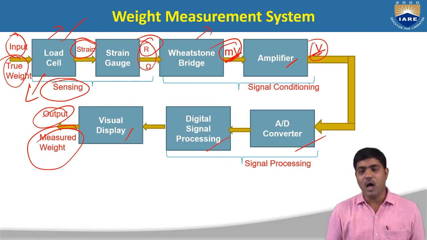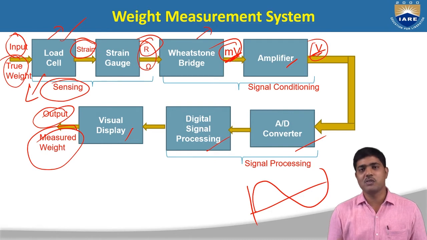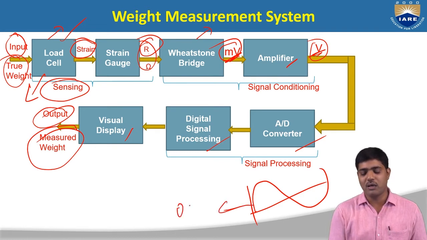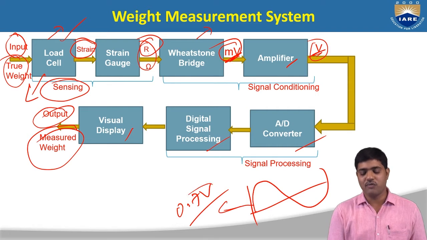So if there is no amplifier, you cannot display the values accurately, or if there is no A to D converter, you don't know how to measure these voltage or current signals. Why? Because it is going to look like waveforms. If it is displayed in terms of waveforms, people cannot understand what is the value of that particular weight. So you need to convert these signals into values like 0.7 volts. You can understand very easily if it displays 0.7, if it is a voltage, or if it is a weight, 1 kg.